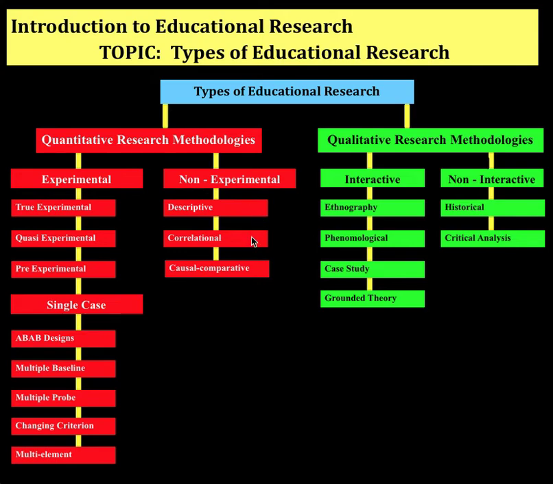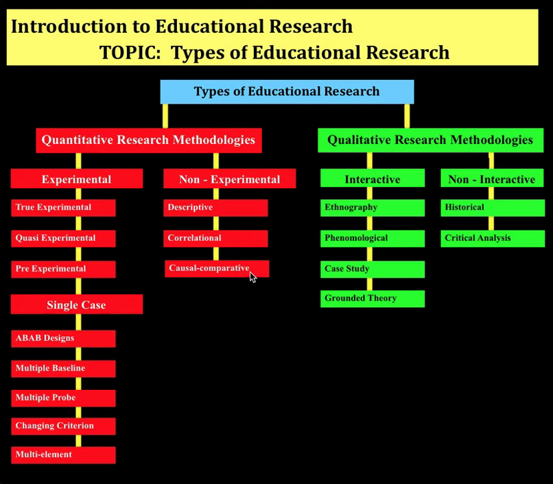Correlational research looks at the co-relationship between variables. So it looks at the strength and direction of a relationship between two or more variables. And we will talk a lot about correlational research.